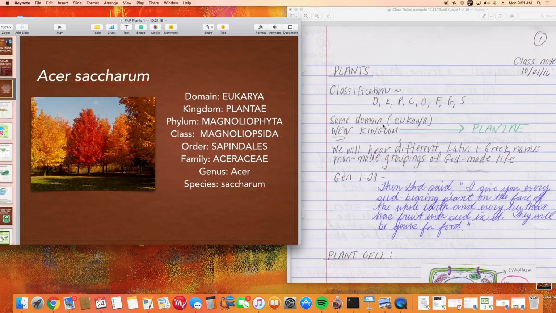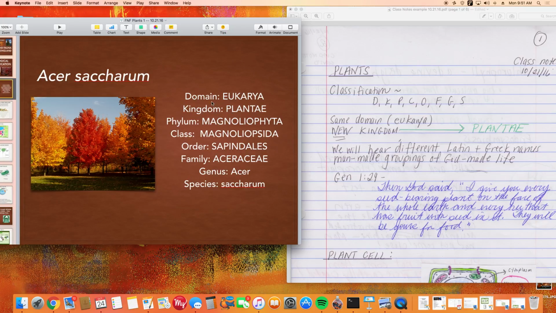Same domain. Okay, so plants are still in the Eukarya, but it's a new kingdom. It's kingdom Plantae. So here's an example of Acer saccharum, and I asked you guys in class what you thought that was, and actually it was London who told us that in fact that was a sugar maple. They do maple syruping, so I'm going to have her talk a little bit about that when the time comes in February when we talk about what happens when in nature. But we are moving into Plantae, okay? So you're going to hear different Latin and Greek names. Remember, these are man-made groupings of God-made life.